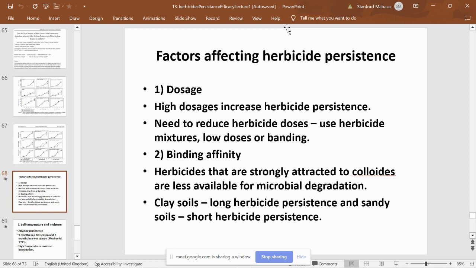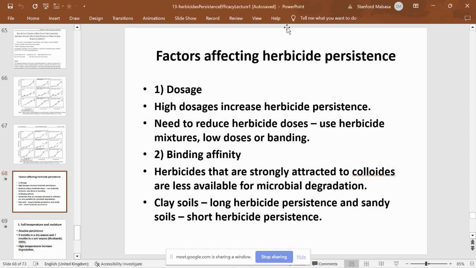Now let us look at some factors which are likely to influence herbicide persistence. We have dosage. If you put high dosages, this can increase herbicide persistence. No wonder we need to calibrate our sprayers so that we do not over apply these herbicides. Otherwise, we will have a lot of soil persistence, herbicide persistence. We may need to reduce herbicide doses, or use herbicide mixtures.